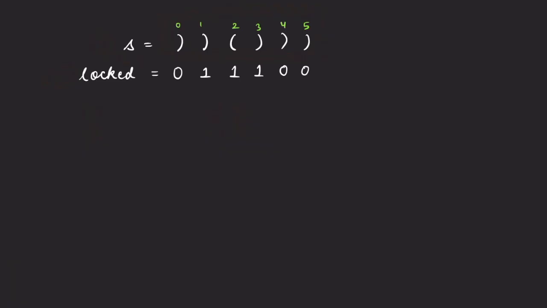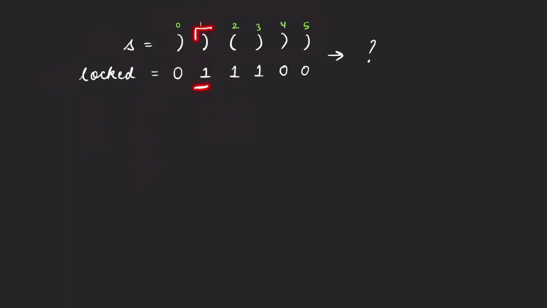Whenever our logged value is 0, the corresponding character in the string s can be either an opening bracket or a closing bracket. It can be anything. But when it is a 1, then whatever is present there remains the same. That cannot be changed. So if I combine these two, here we have a 0, so this character can be either a closing bracket or an opening bracket.